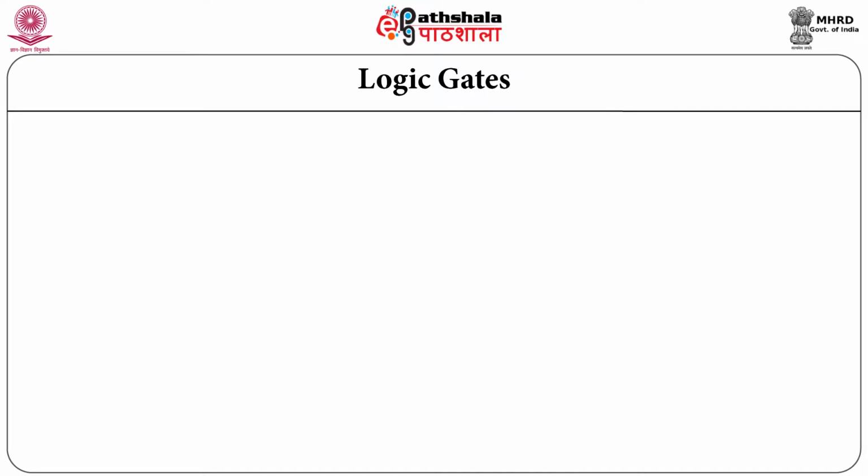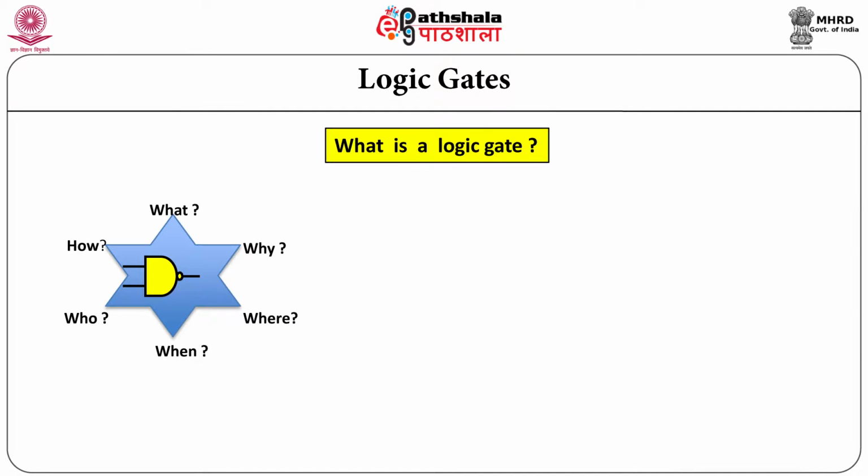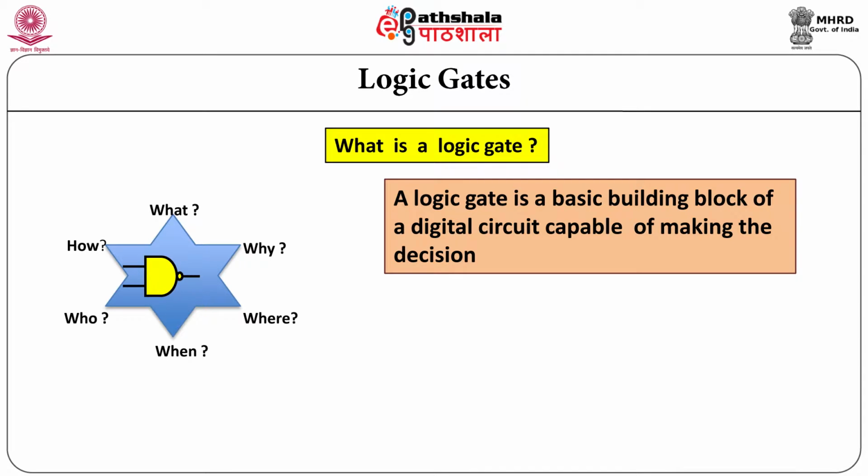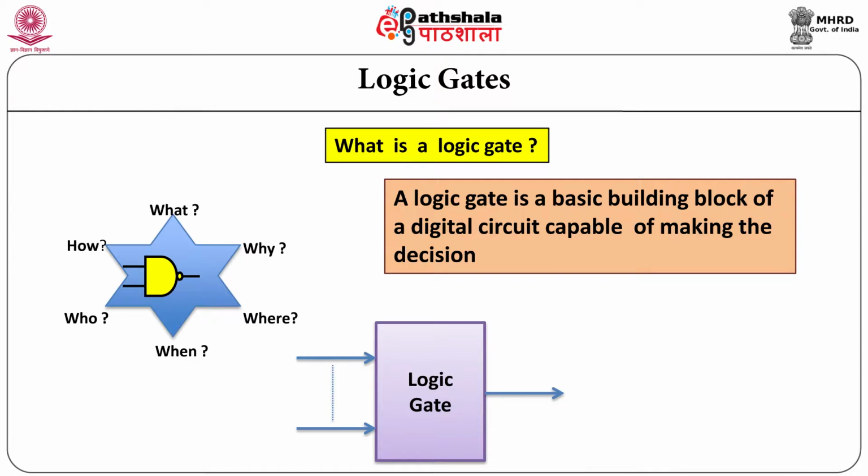Let us begin the discussion through a simple question. What is a logic gate? A logic gate, as the basic building block of a digital system, is capable of making a decision. It is an electronic circuit with one or many inputs and only one output. Most logic gates have 2 inputs and 1 output.